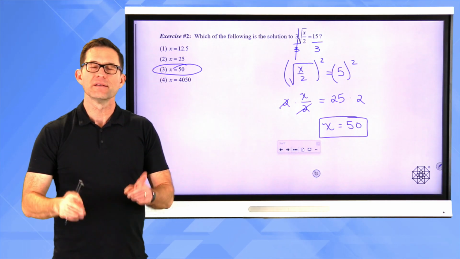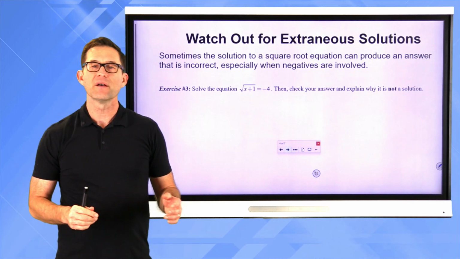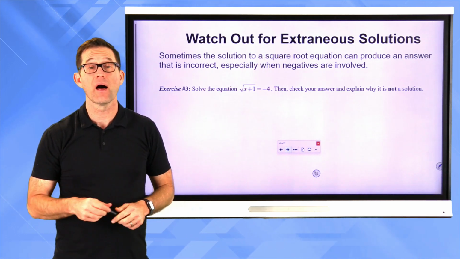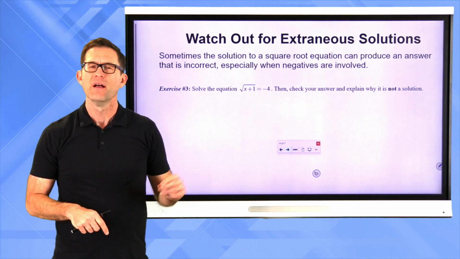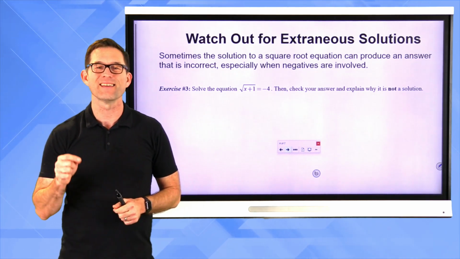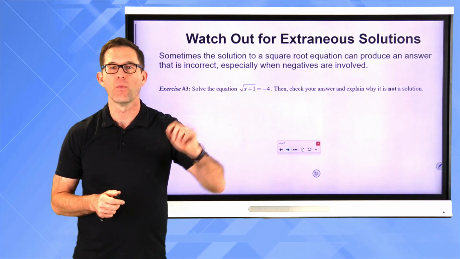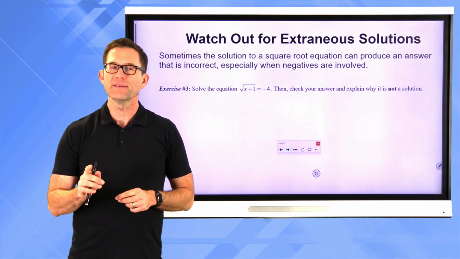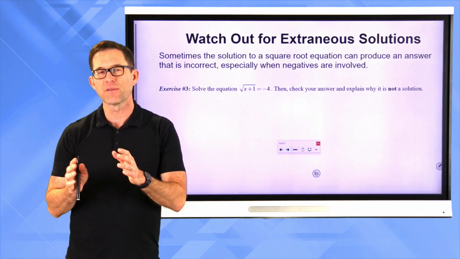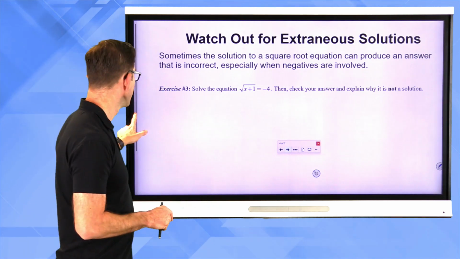Now, square root equations can be a little bit tricky, all right? Because they can have what are called extraneous solutions, and we're going to talk about this a lot more on the back side of the sheet. Sometimes the solution to a square root equation can produce an answer that's incorrect, especially when negatives are involved. So let's look at a very simple example of that first, and then the back side of the sheet we're really going to kind of dig in and look at it a little bit more closely.